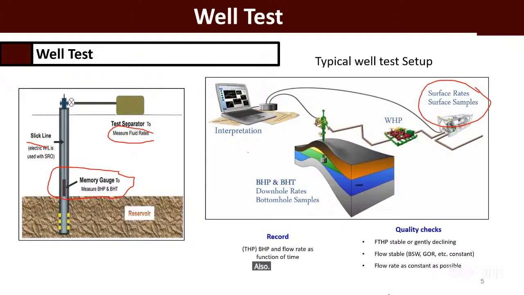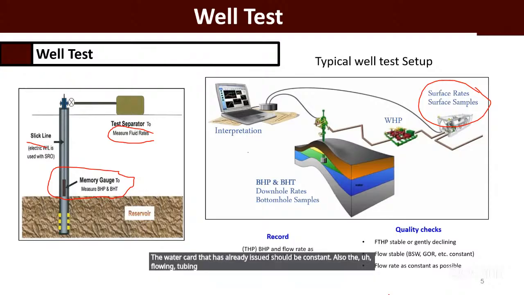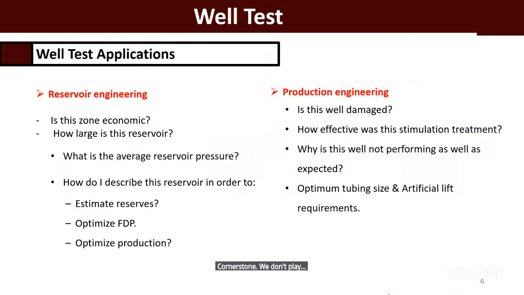Also, after retrieving the data, we need to perform a quality check. The water cut and the gas ratio should be constant. Also, the flowing tubing head pressure should be constant. We don't want any shocks or so.